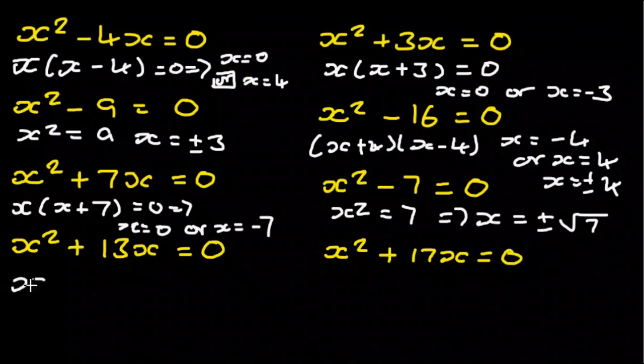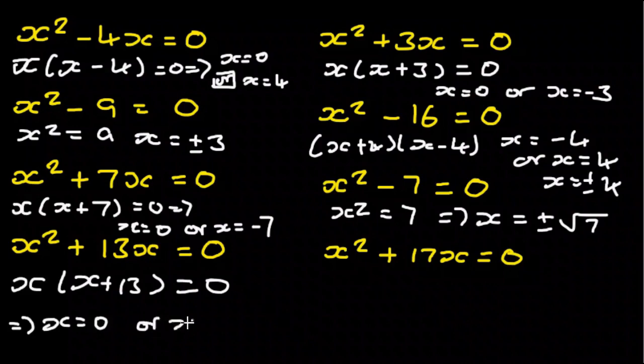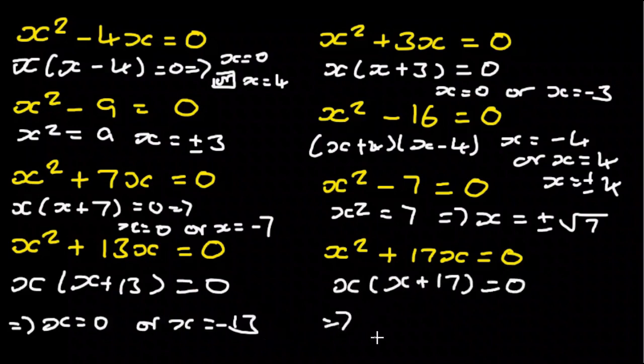Here, again, we can factor out x, and this implies x is equal to 0 or x is equal to negative 13. And similar problem here. So I'll just run through this quickly. It implies x equals 0 or x is equal to negative 17.